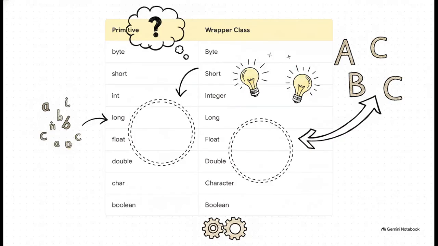Now here's a massive deal for your boards, the capitalization rule. Primitives are always completely lowercase, but wrapper classes, because they are actual classes, absolutely must start with an uppercase letter. Most of them are pretty obvious, just the capitalized version of the word, like little b byte to capital B Byte. But you really need to watch out for two exceptions. The primitive int becomes the full word Integer, and char becomes the full word Character. Examiners love testing those two, so lock them into your memory right now.